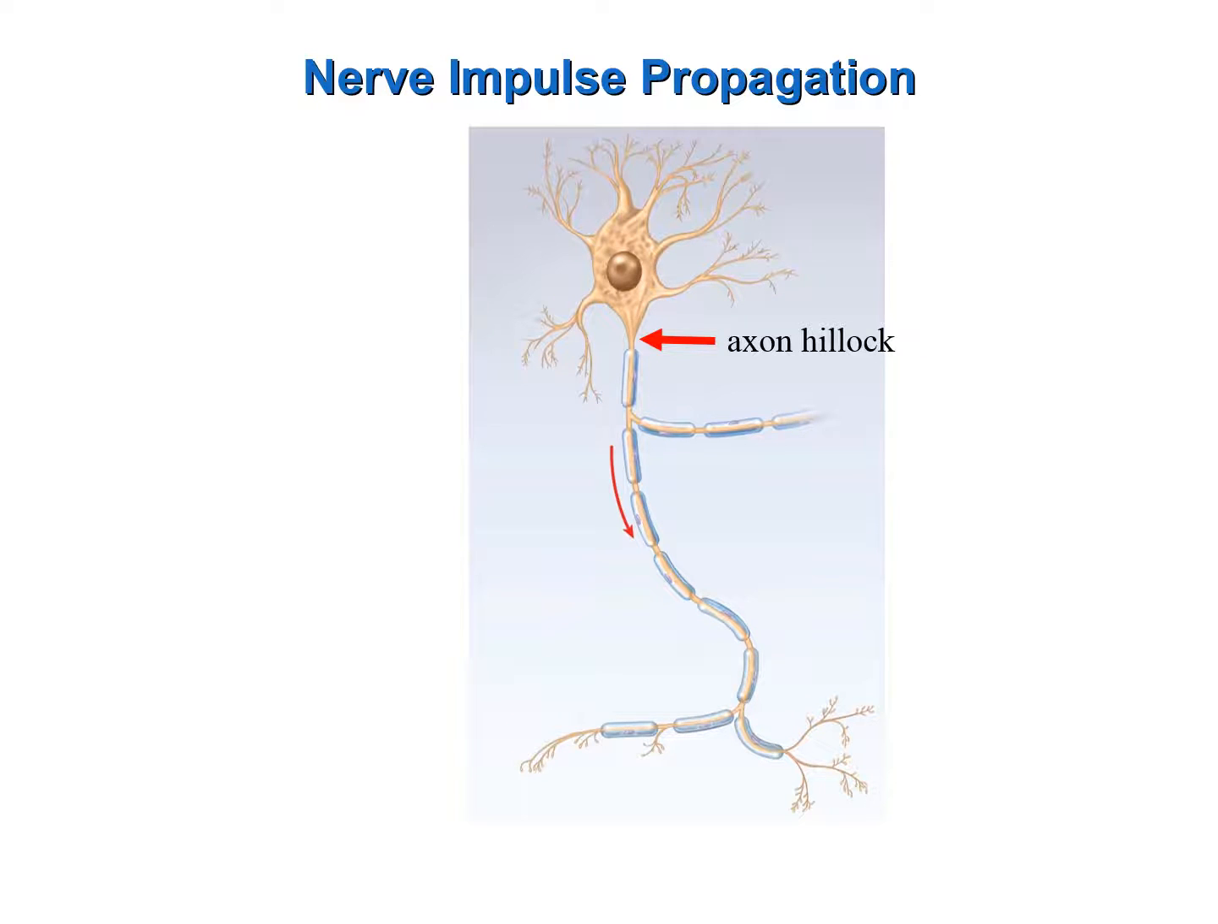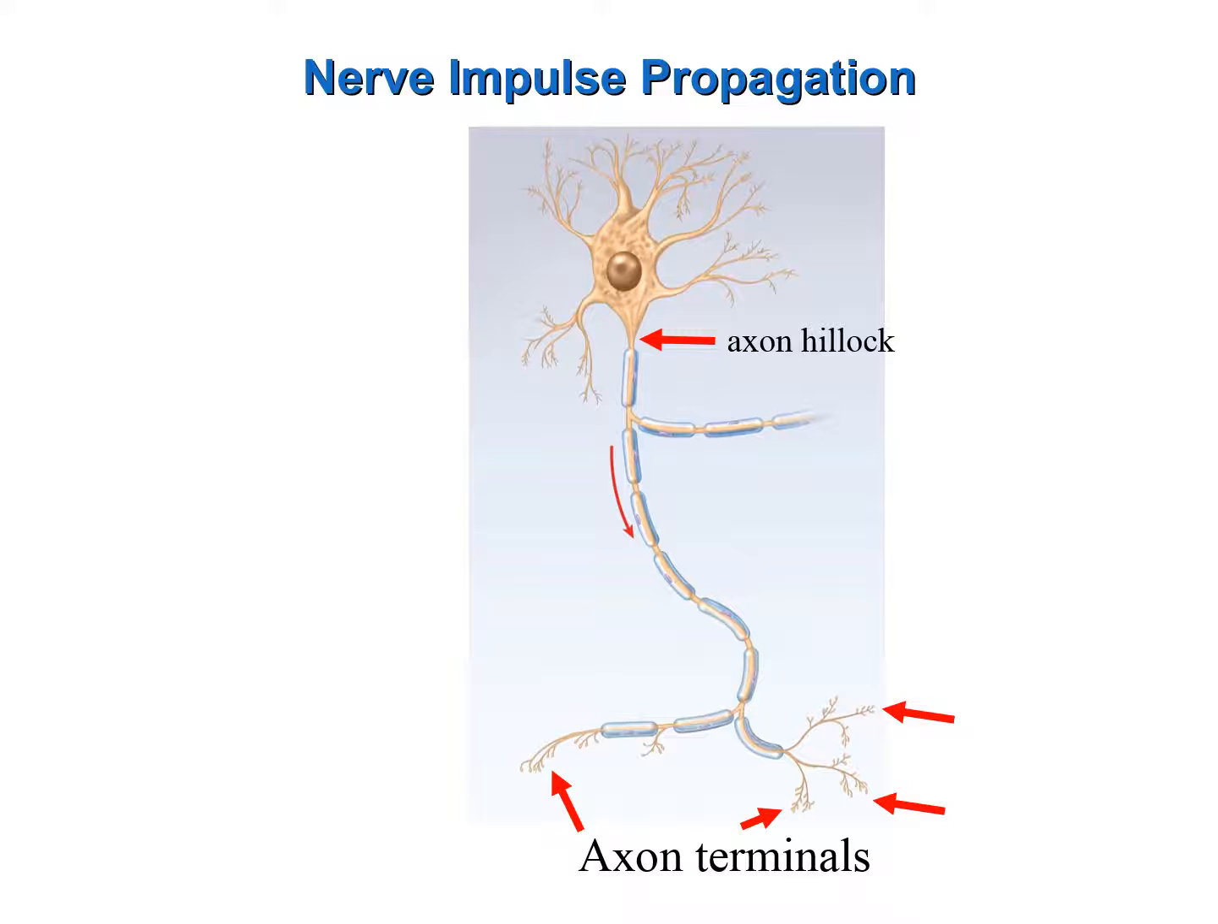In other words, that local potential reaches the axon hillock, and if it is of a sufficient magnitude, if it's at or above threshold, sodium channels will open and the depolarization will move from the axon hillock all the way down the axon to the ends of the axons called the axon terminals.